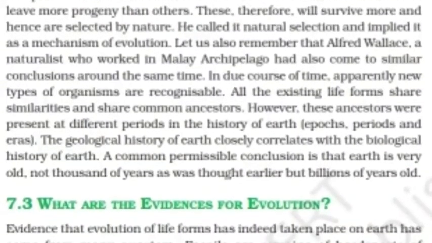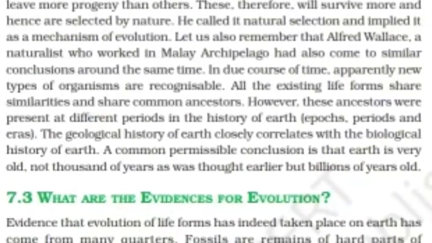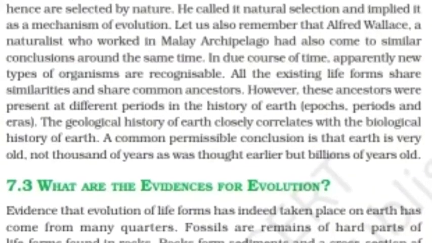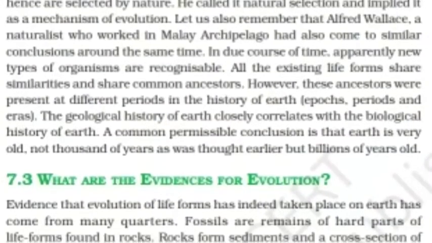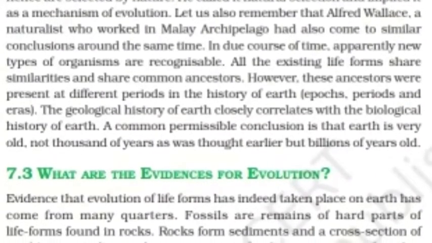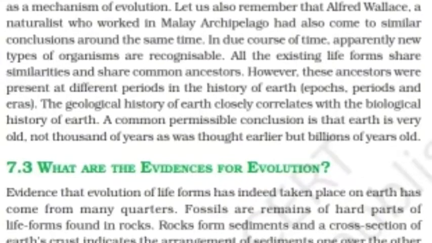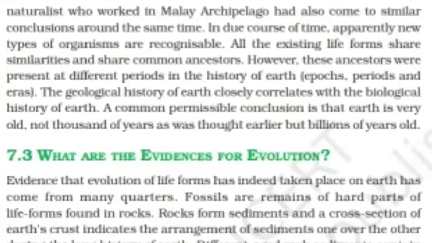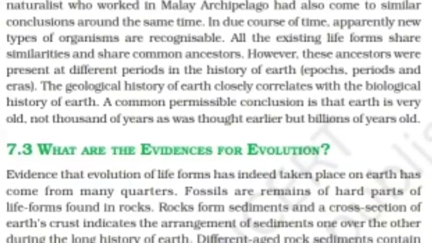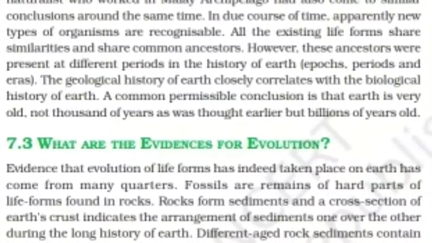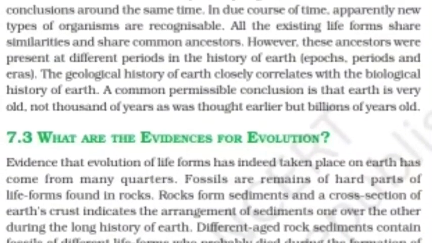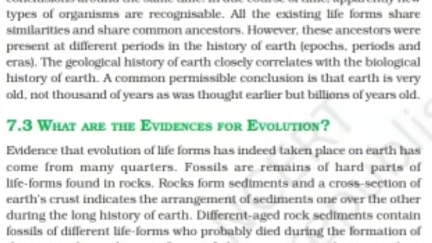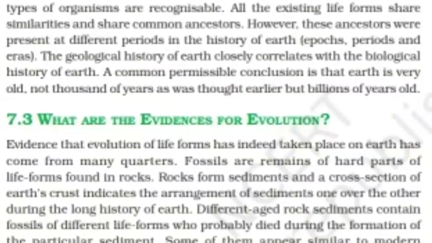In due course of time, apparently new types of organisms are recognizable. All the existing life forms share similarity and share a common ancestor. However, these ancestors were present at different periods in the history of Earth: epochs, periods, and eras. The geological history of Earth closely correlates with the biological history of Earth. A common permissible conclusion is that Earth is very old, not thousands of years as was thought earlier, but billions of years old. What is the evidence for evolution?